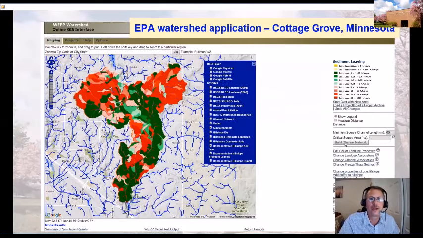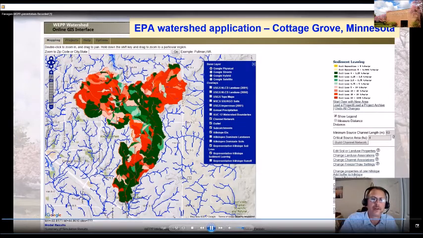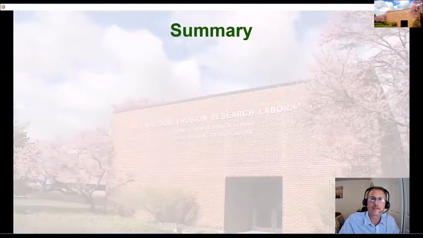This screen shows the watershed application using another web-based interface for WEPP, and we're also developing a new one for NRCS. This is for an EPA watershed application near Cottage Grove, Minnesota. And this is showing spatially what each of the different hillslopes in this watershed is contributing in terms of the amount of sediment, in terms of predicted tons per hectare per year.